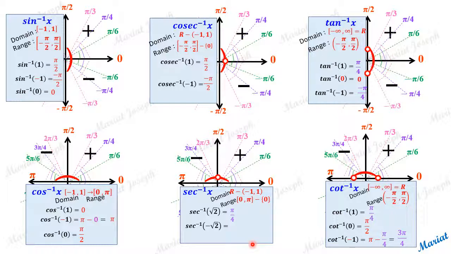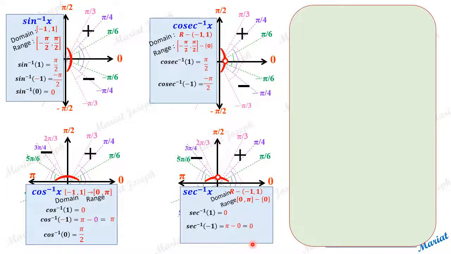Sec inverse root 2, it is pi by 4. Sec inverse minus root 2 is pi minus pi by 4, that is 3 pi by 4. Sec inverse 1 is 0. Sec inverse minus 1 is pi minus 0. That is pi.